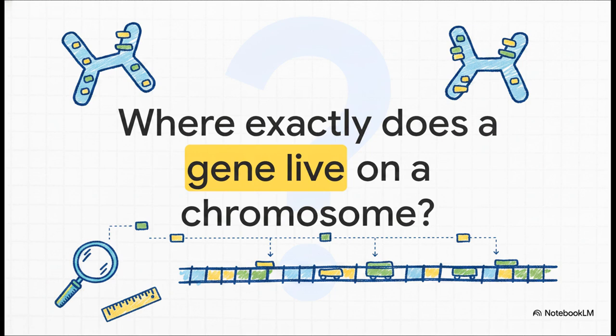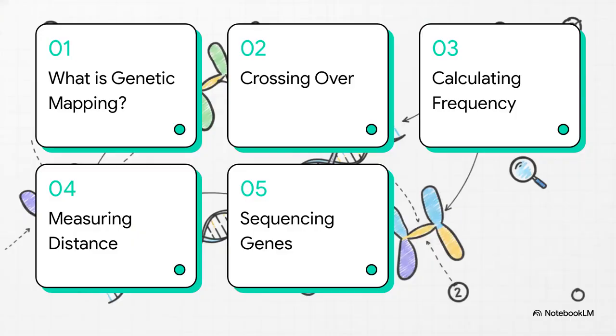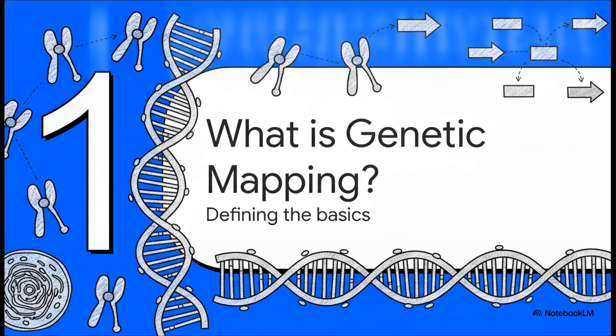If genes sit on chromosomes kind of like stops on a train line, how do we actually map the tracks when they're way too tiny to see with a regular microscope? It's not like we can just pull out a teeny tiny ruler, right? So here's our roadmap for this explainer. We'll look at what genetic mapping actually is, the mechanics of crossing over and recombinance, how to calculate recombination frequency, measuring distance in map units, and finally, sequencing genes on chromosomes. Let's get into it. All right, starting off with part 1.